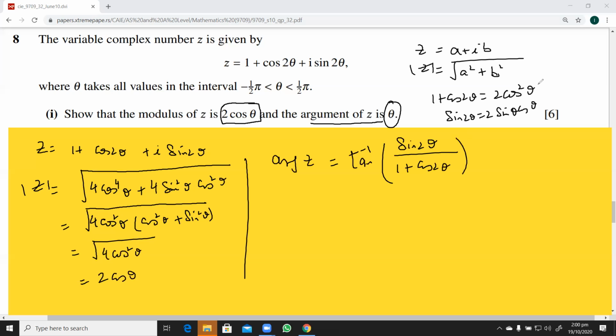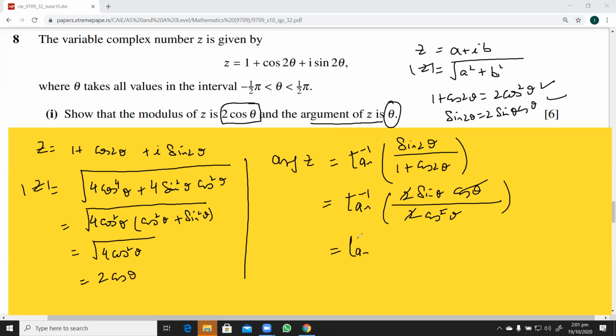So once again, you use both of these two identities here. So this is tan inverse of 2 sine theta cos theta over 2 cos square theta. So the 2's are cancelled, the cos theta is cancelled with this. So you have tan inverse of tan theta, which is theta. So, any question, bacho?